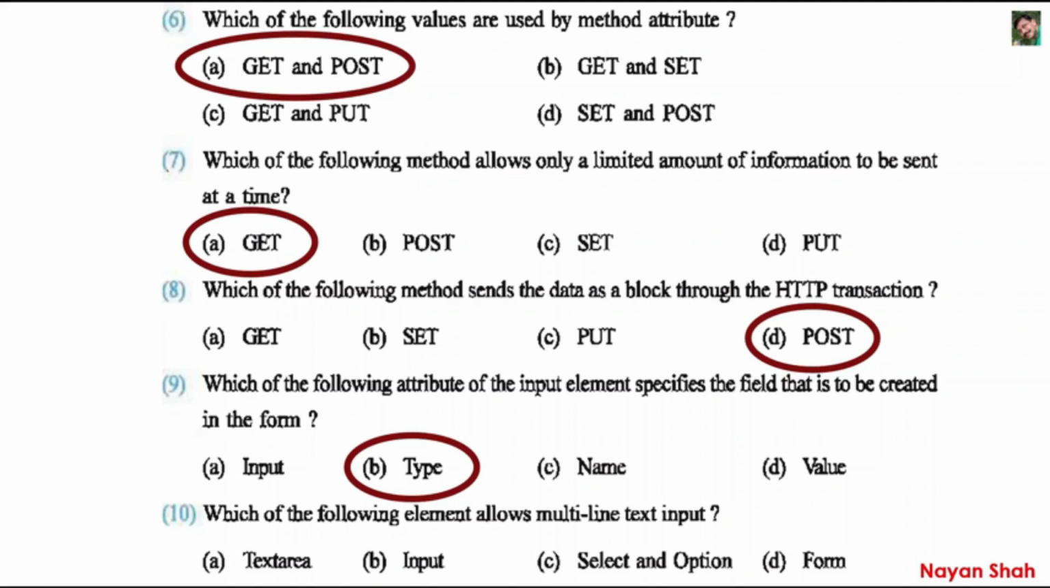Which of the following elements allows multi-line text input? You must remember that there are two types of text input. One is the normal text box, which is a single line text box, which can be created using input type equal to text. But when you want to create a multi-line text input, the option will be textarea, because textarea allows you to create a multi-line text box where you can enter as much as you want to enter.